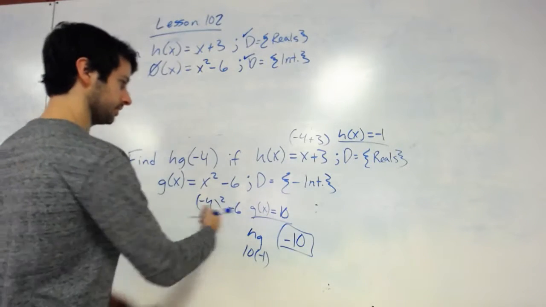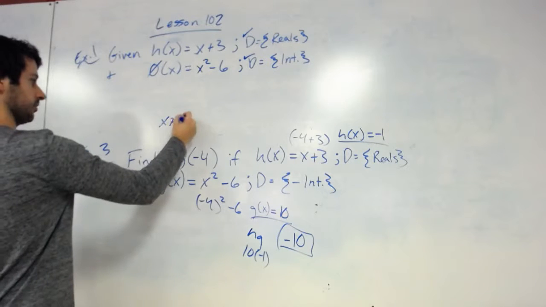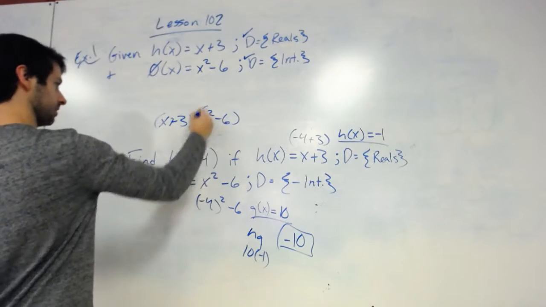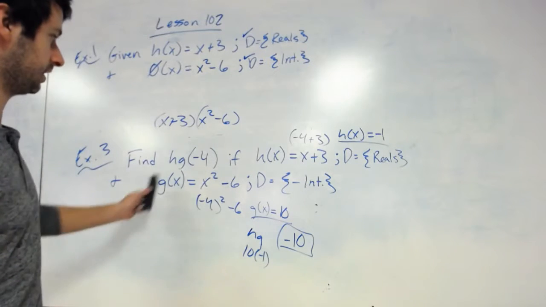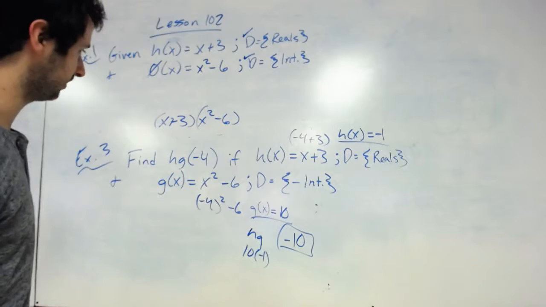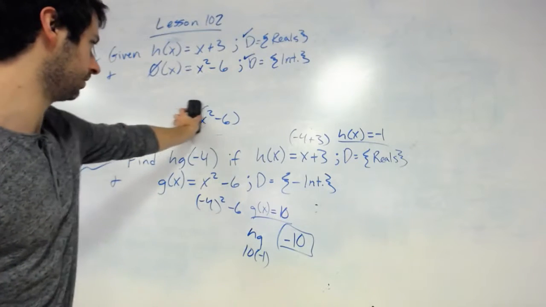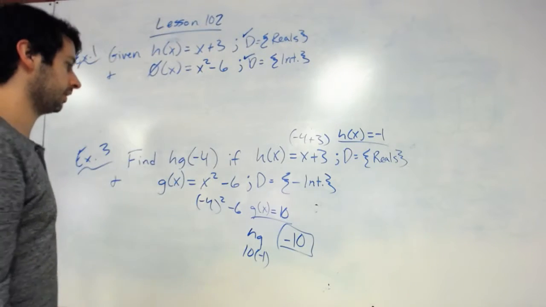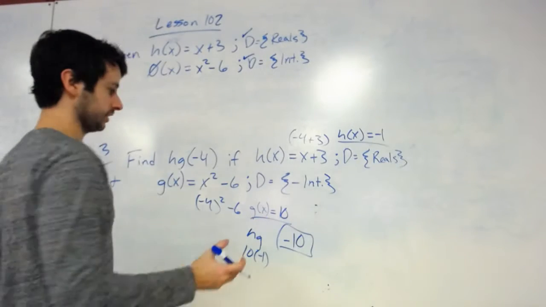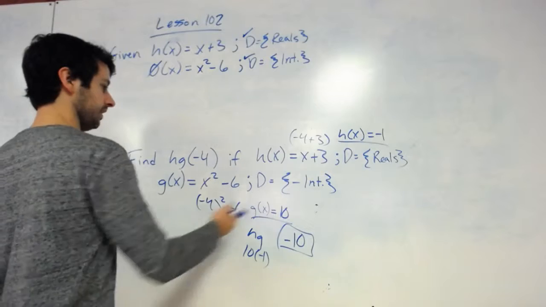Once again, we could also say x plus 3 times x squared minus 6. You could multiply all those and get your answer as well. I'm going to use this way because that's way easier for me, and I'm not going to do all those steps. Once again, we've got to look at our domain. This one says real numbers, so anything would work there except for imaginary numbers. And then this one says negative integers.